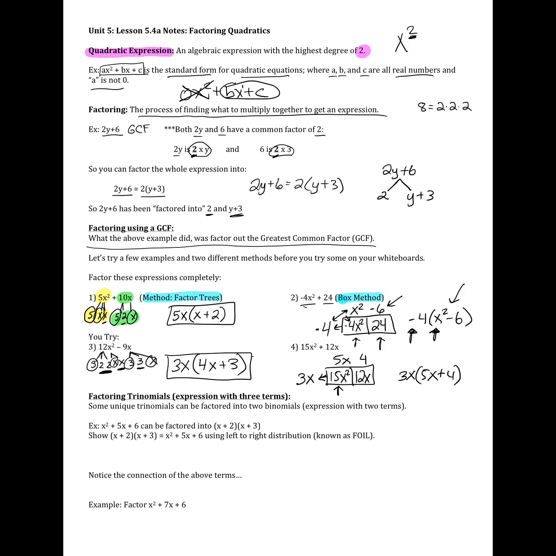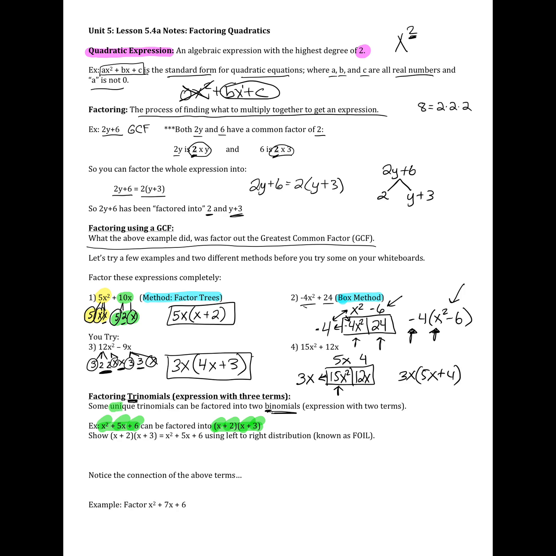Okay? Now, factoring trinomials. So when we factor trinomials, it is an expression with 3 terms. So tri here meaning 3 terms. Okay? And so some unique trinomials can be factored into 2 binomials. Bi here meaning 2. So we have a quadratic expression here that can be factored into this. So here you have your 3 terms, 1, 2, 3, factored into 1, 2, 1, 2. Okay? So a trinomial factored into 2 binomials.